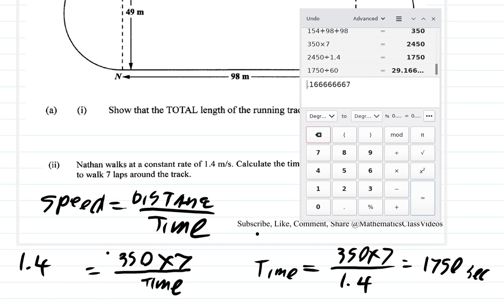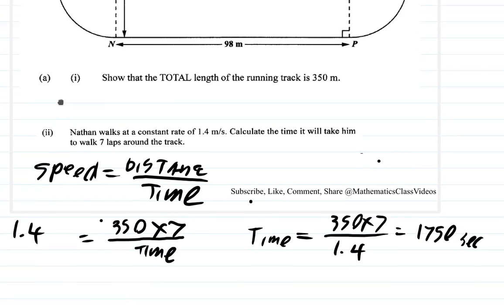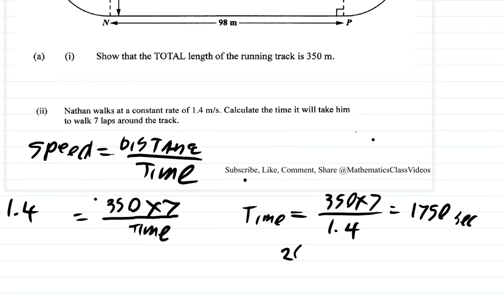Alright, let's find out. Take the 29. You have 0.16 minutes left over. If you multiply that by 60 to get back seconds, 10 seconds. So it's 29 minutes, 10 seconds. So 29 minutes and 10 seconds.